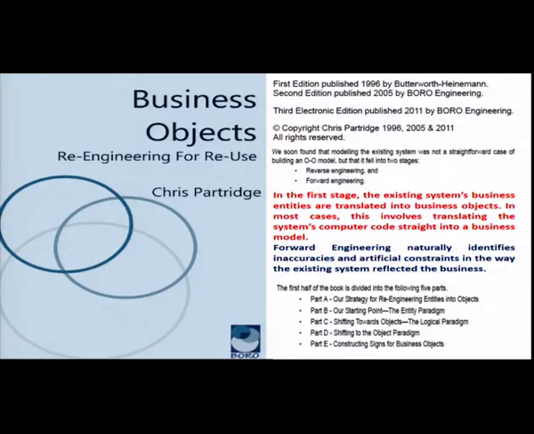In reverse engineering, the existing system's business entities are translated into business objects. In most cases, this involves translating the system's computer code straight into a business model. So, this is how we have been talking about it, saying that this is what is happening and this is the code that is written. Again, I mentioned earlier in the lectures on software reuse, if you want to change more than 10% of a code written by somebody, you better start from scratch.